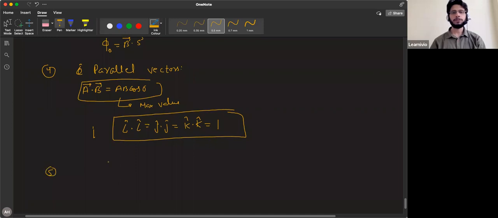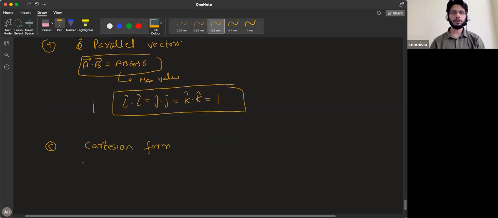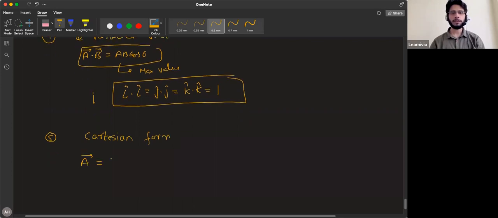After parallel vectors, the next is dot product in Cartesian form. So if you have vectors in Cartesian form, let's say you have a vector A, which is A1 i cap plus A2 j cap plus A3 k cap. And you have a vector B, which is B1 i cap plus B2 j cap plus B3 k cap.